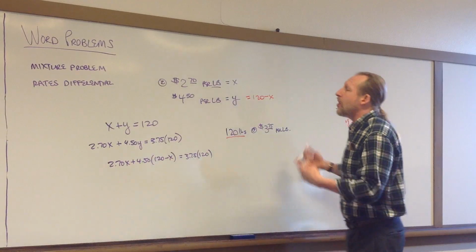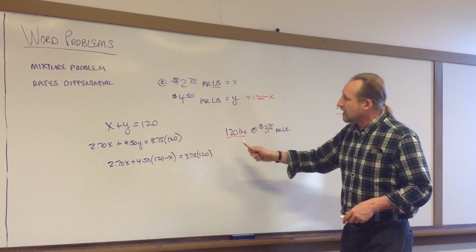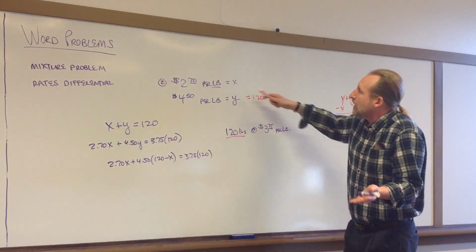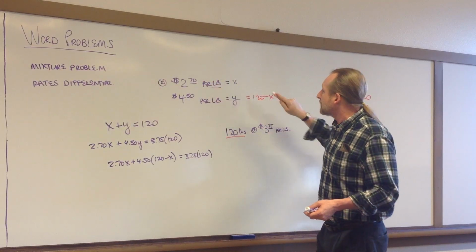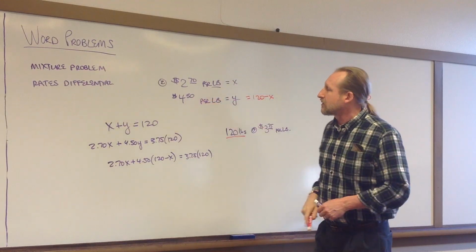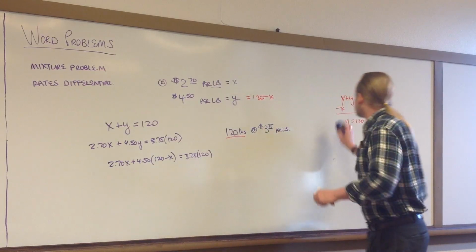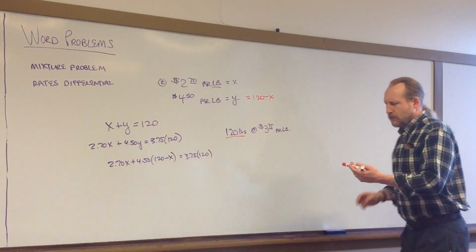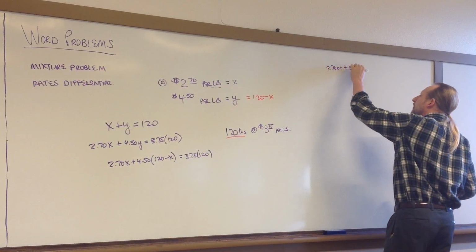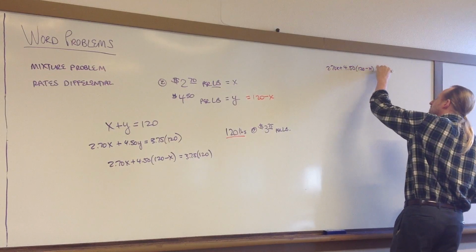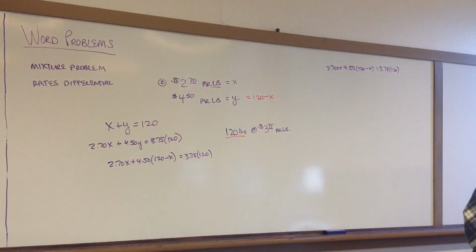Remember, this is coming from the cost of the cookies. The total cost for this 120 pounds is 3.75 times 120, and that cost is just coming from the two different types of cookies. The number of pounds of that one times the cost per pound, number of pounds of this one times the cost per pound for that one. All right, let's see here. Let's make some room. So now we're going to have 2.70x, 4.50 times 120 minus x is going to be 3.75 times 120. So let's get the calculator out here.